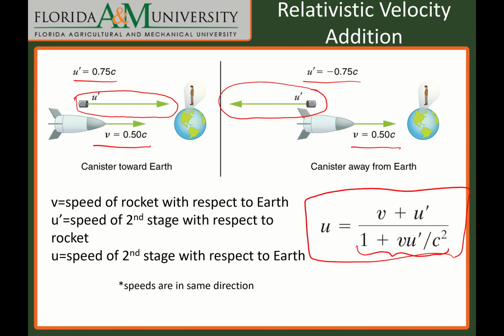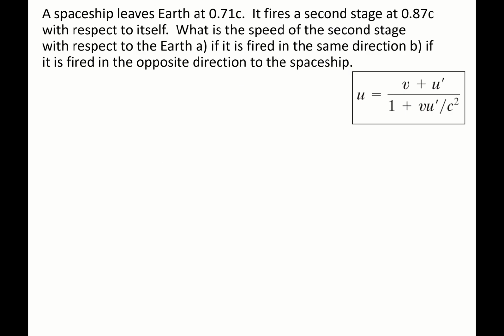And u is the speed that's measured by the person on Earth. So the person standing on Earth measures the speed of the canister relative to it, and that is u. Okay, so let's do a calculation. So here we've got a spaceship that's going past the Earth at 0.71 times the speed of light, and it fires a second stage that's at 0.87 times the speed of light with respect to itself. And we want to know what's the speed of the second stage with respect to the Earth, if it's fired in the same direction or if it's fired in the opposite direction as the spaceship.